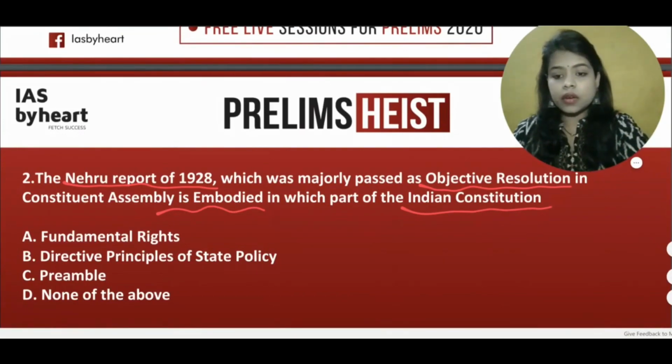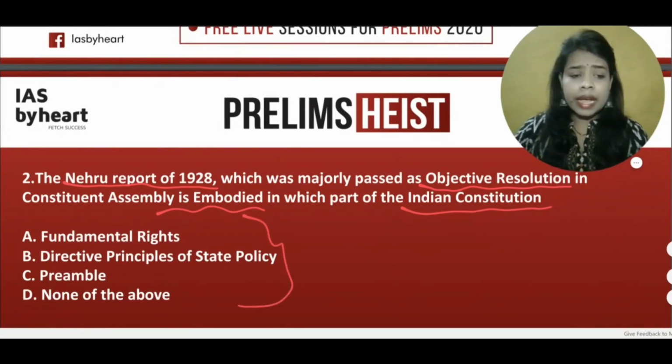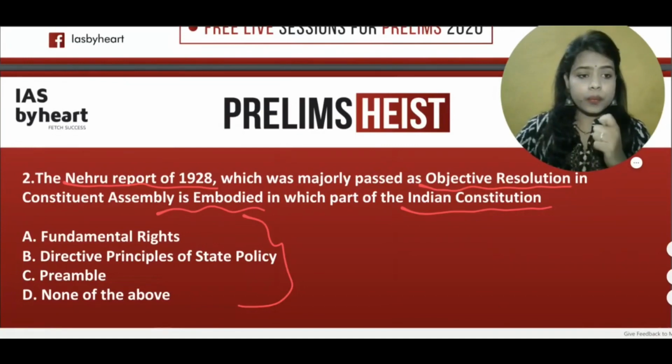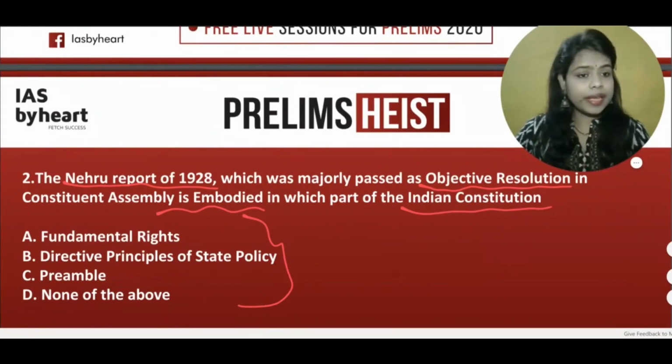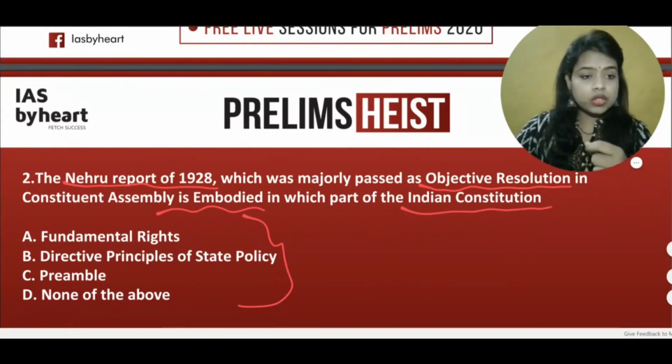So here when you check, it has to be somewhere. Maybe the answer is not there, so that's why they have given the none of the above. The none of the above always complicates the question, but still we have to check with the answer.